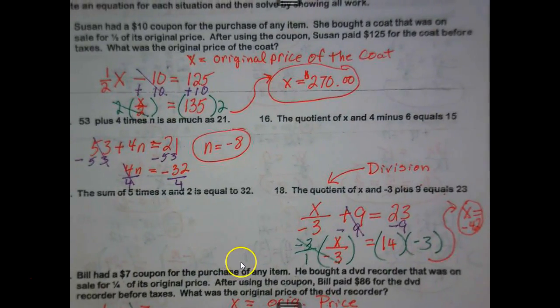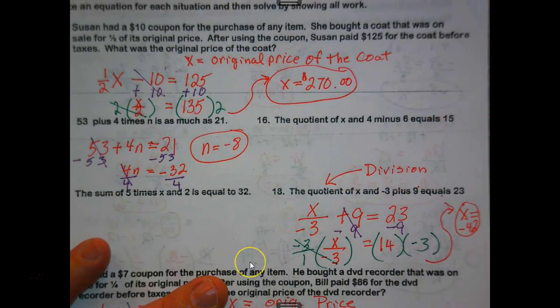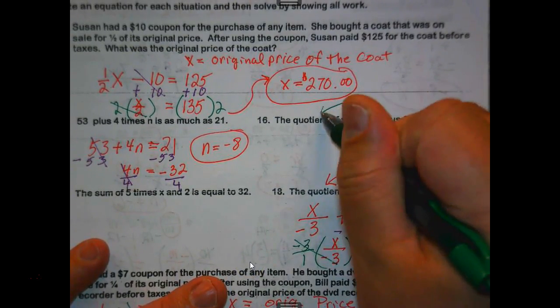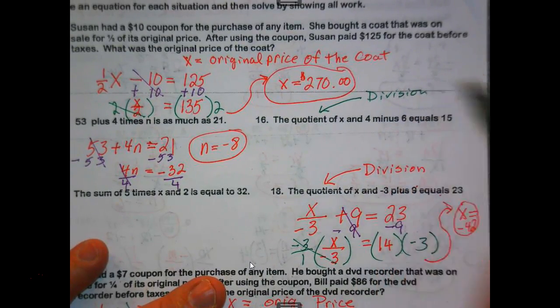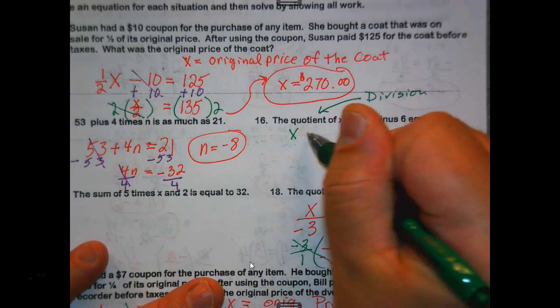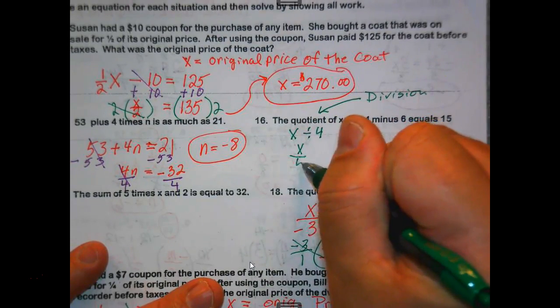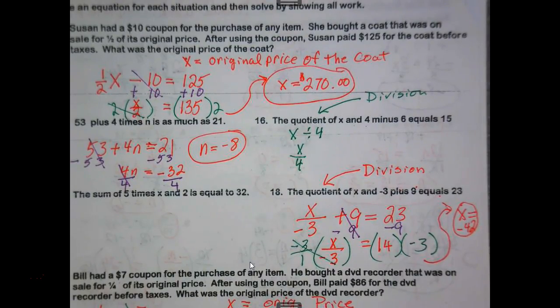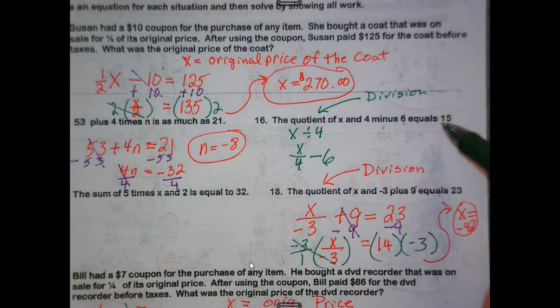Okay, let's do number 16. The quotient, what does quotient mean again? Division. So the division of x and 4. You can either write it like this, x divided by 4. I would probably write it as a fraction. X divided by 4 minus 6 equals 15.